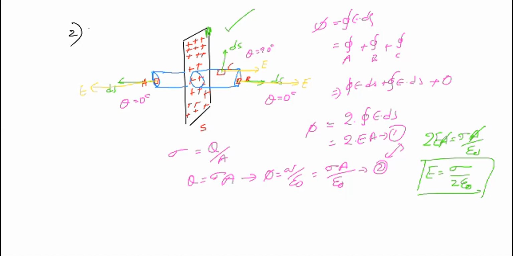Similarly, for multiple plates, like a capacitor, there is another relation. We'll discuss it. The relation is very important: E is equal to sigma by epsilon naught.